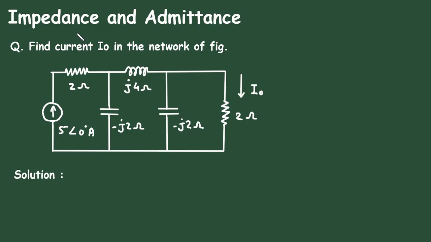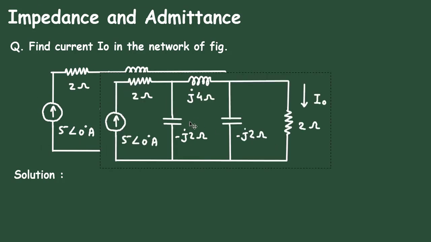In this video, we will see an example on impedance and admittance. Question: find current Io in the network of figure. Here for this circuit, we have to find this current Io. Solution: first of all, we will copy the given circuit and paste it here.